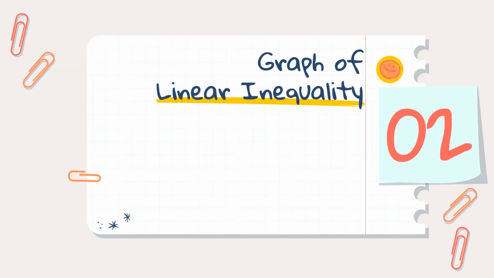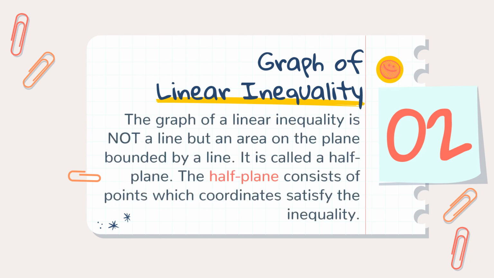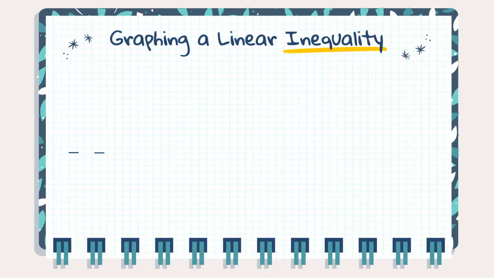This time, we are going to graph our linear inequality. So the graph of a linear inequality is not a line, but an area on the plane bounded by a line. That is the main difference between linear inequality and linear equation. And that is called a half plane. A half plane consists of points whose coordinates satisfy the inequality. So what do we mean?